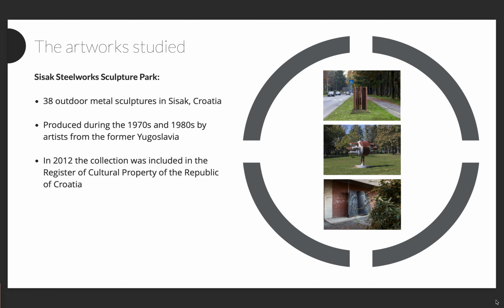The assignment that I devised for them focused on real heritage objects. I used 3 sculptures from the Sisak Steelworks Sculpture Park as case studies. Sisak Steelworks Sculpture Park is a collection of 38 outdoor metal sculptures that were made by renowned artists from the former Yugoslavia during the 1970s and 1980s. And I have been involved in the study and preservation of this collection since 2012, when it was inscribed in the Register of Cultural Property of the Republic of Croatia.